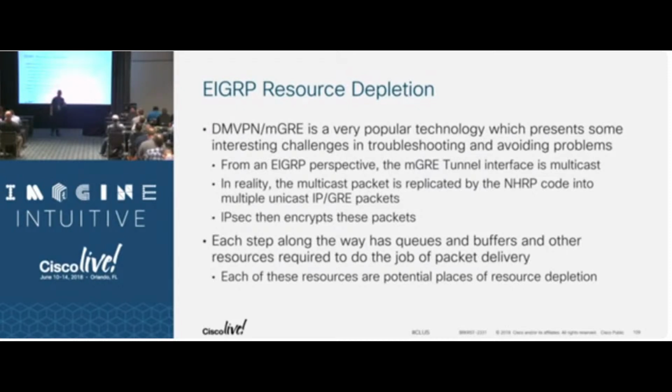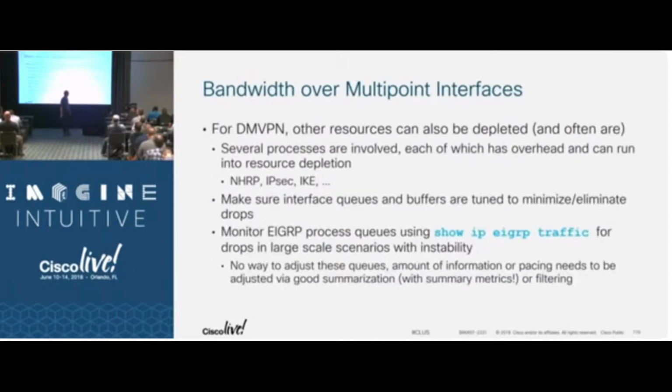Once again, since we do the head-end replication for all multicasts and broadcasts in DMVPN on the router that terminates the tunnel, its buffers will be strained. So if there's a lot of EIGRP traffic, it's good to think about tuning those buffers on those interfaces to be able to hold all the traffic in EIGRP that's necessary.